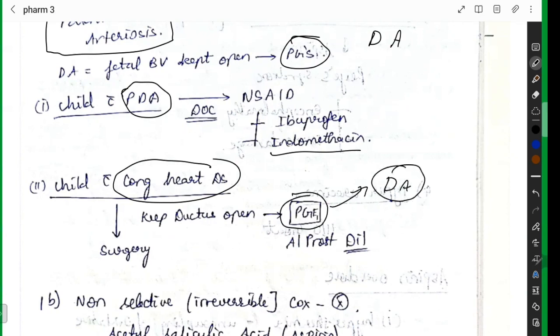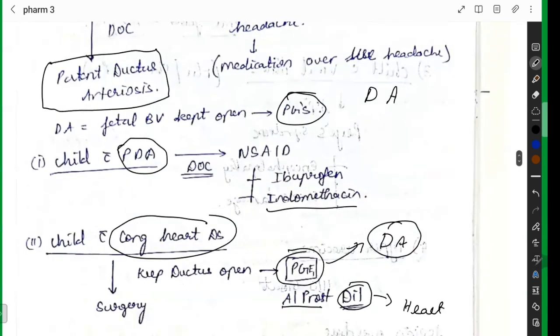What is the drug of choice? Alprostadil. Dil means heart, in your Hindi, dil means heart. So alprostadil is used in the child with congenital heart disease. For a child with PDA, what is the drug of choice? You go for ibuprofen, indomethacin.